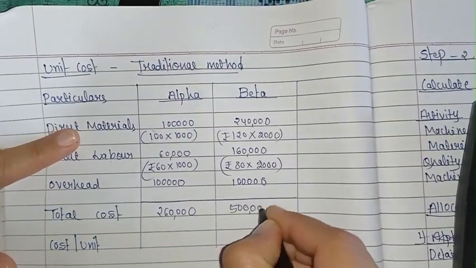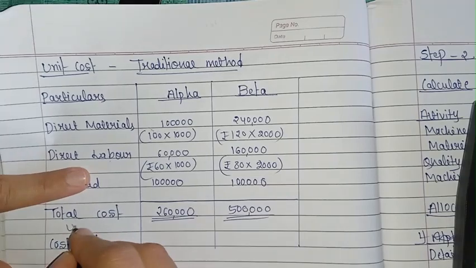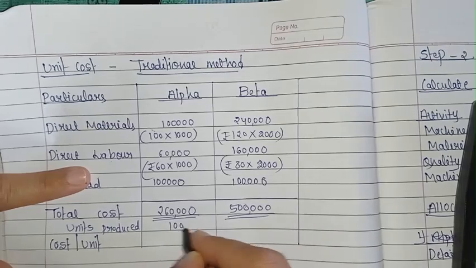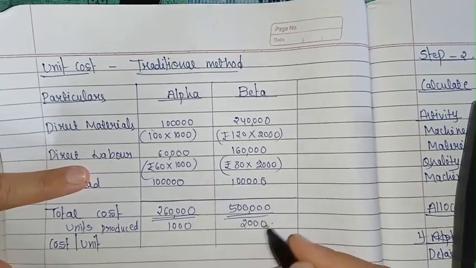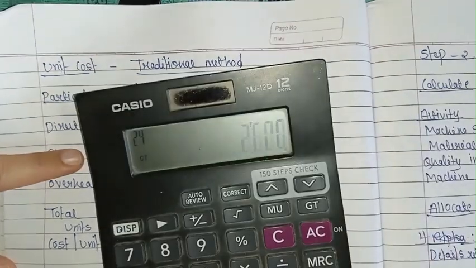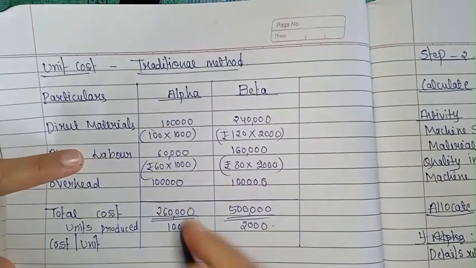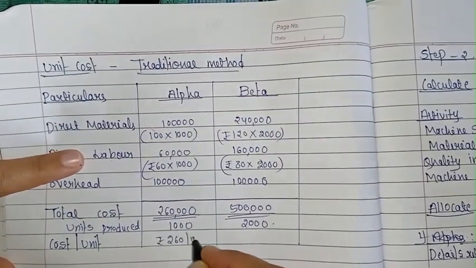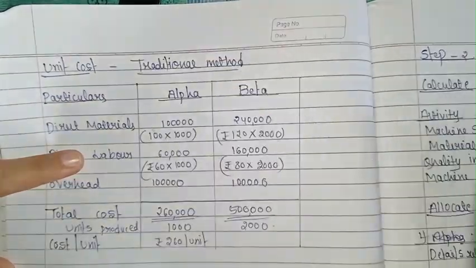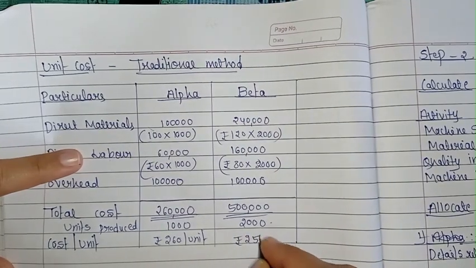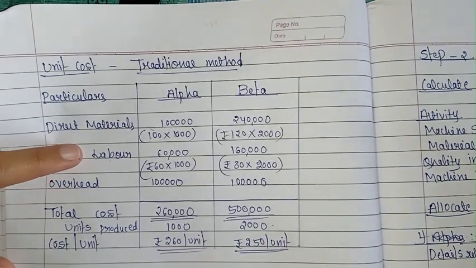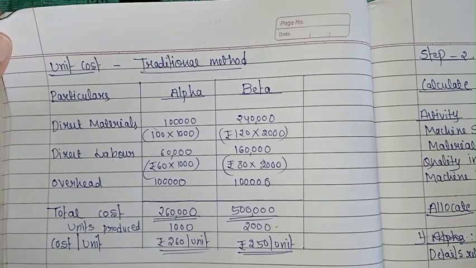Now here, write down units produced: for alpha 1000 units and for beta 2000 units. Now cost per unit means 2,60,000 divided by 1000. How much? Rupees 260 per unit. Now 5 lakh divided by 2000, rupees 250 per unit. Clear? So in this way we need to calculate under the traditional method.